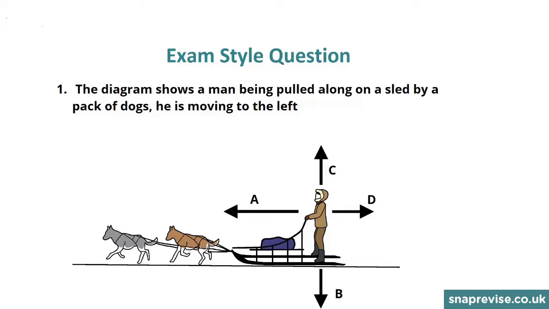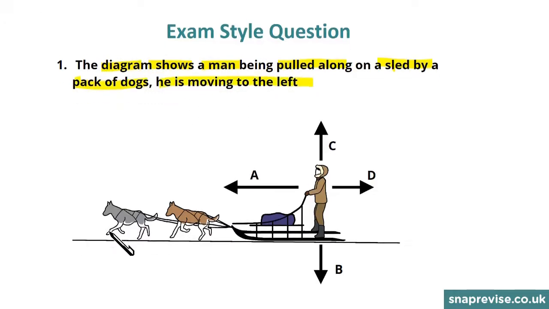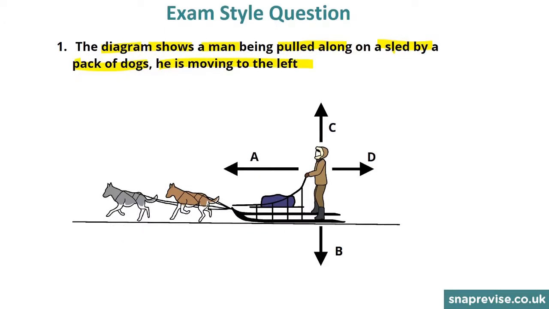Hi guys, to test our understanding we're going to have a go at an exam style question now. We're given a diagram and the diagram shows a man being pulled along on a sled by a pack of dogs. In the picture he's moving to the left. So let's just remind ourselves of that here. The motion is to the left.